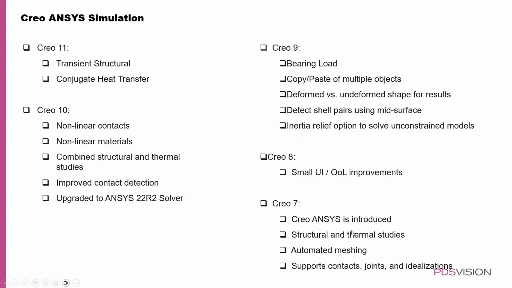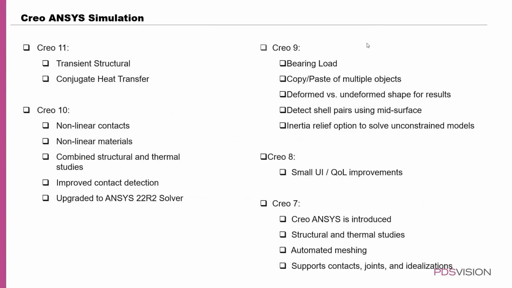If we go back to Creo 7, that was when this tool was introduced. Creo 9 was another big update. You had bearing load copy paste, so you can copy paste constraints or loads, for example, between different analyses. You have shell pair improvements, deformed versus undeformed shape for results, an inertia relief option, so some good stuff there. With Creo 10, you can see that the ANSYS solver, the newest version of that, was added in. I want to say they generally update their solver every 2 years, but I could be wrong on that.